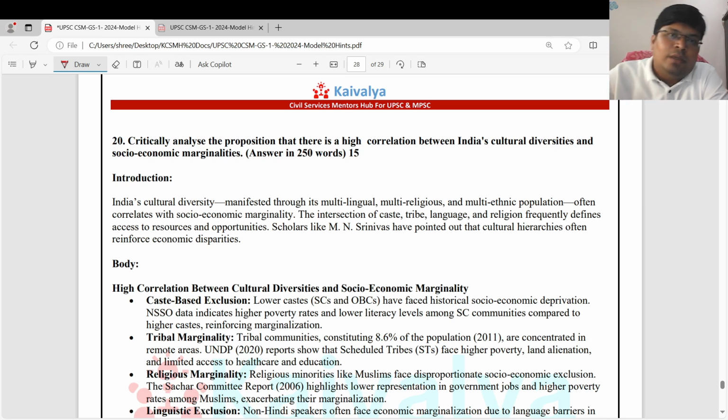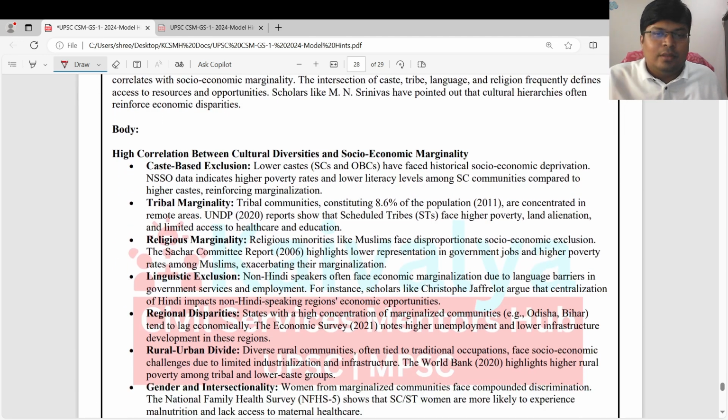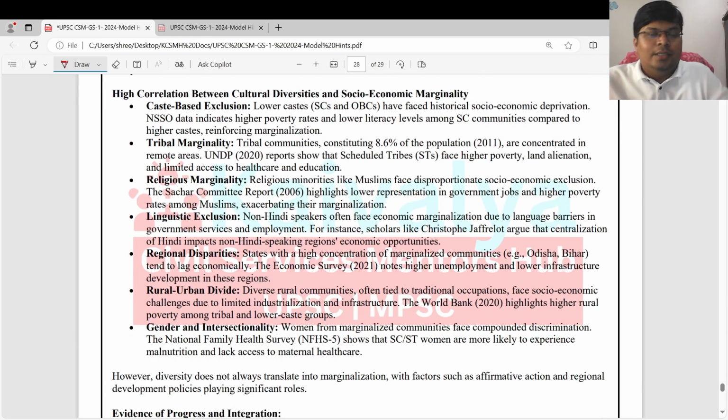In the first part of the answer, obviously, you will give the supportive arguments for a high correlation between cultural diversity and socio-economic marginality. For example, caste-based exclusion in tribal areas, where they do not have opportunities and face underdevelopment. Then religious marginality: some communities may face discrimination.